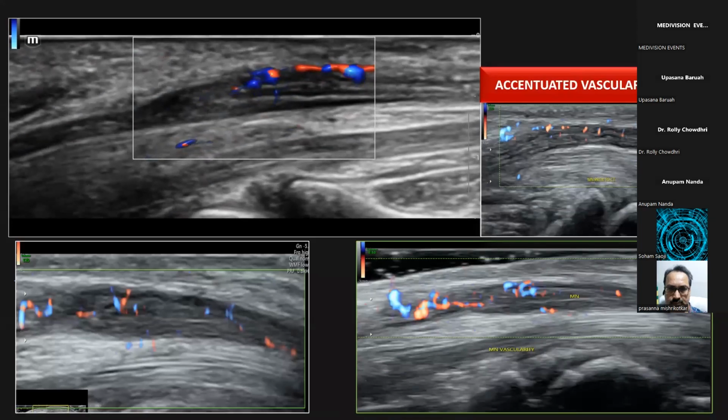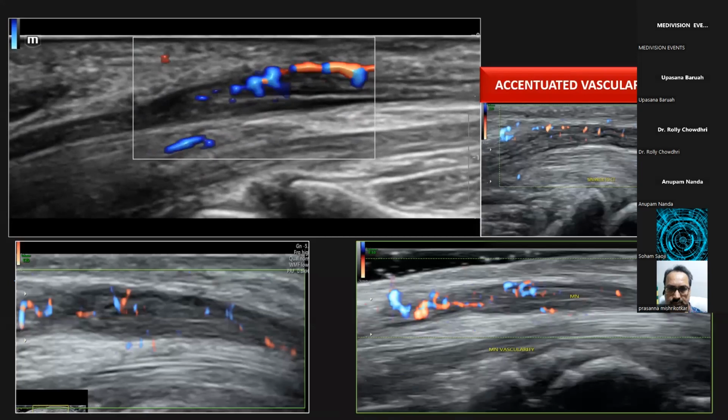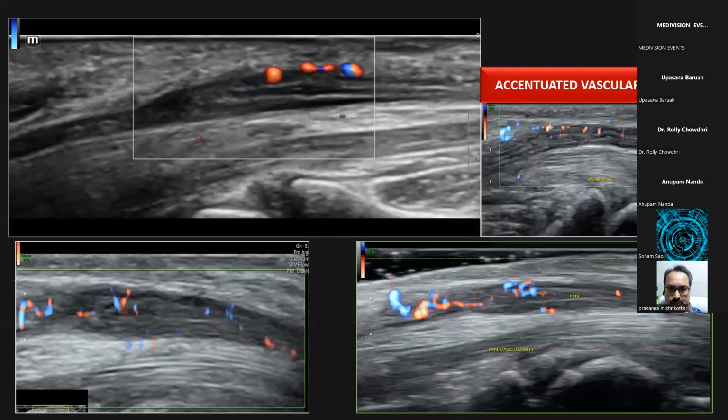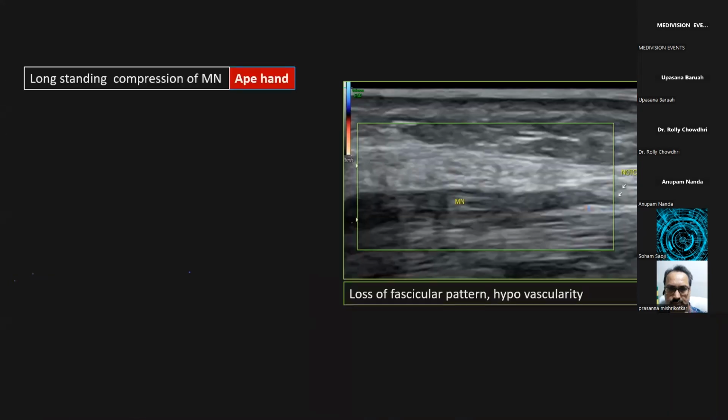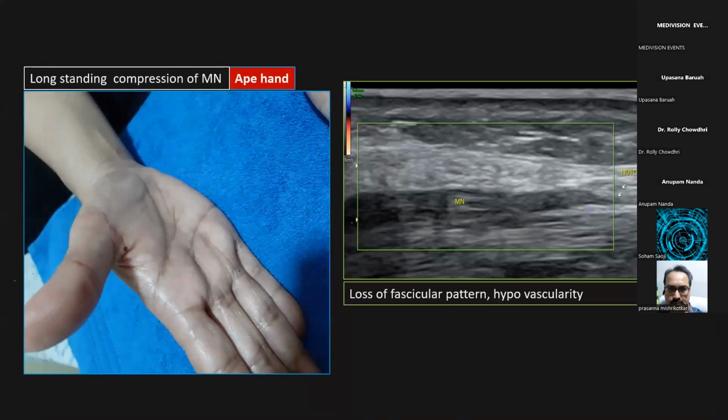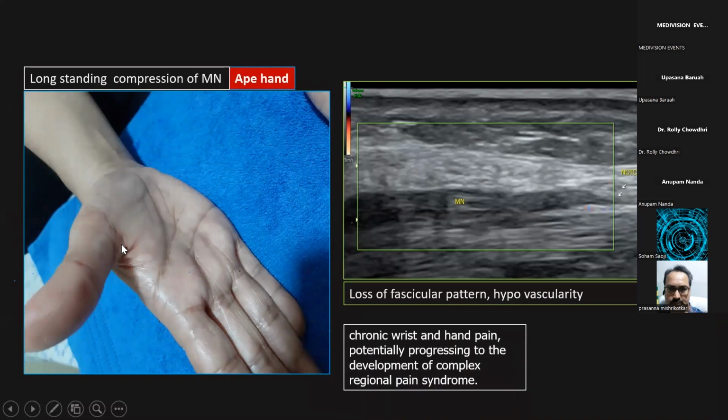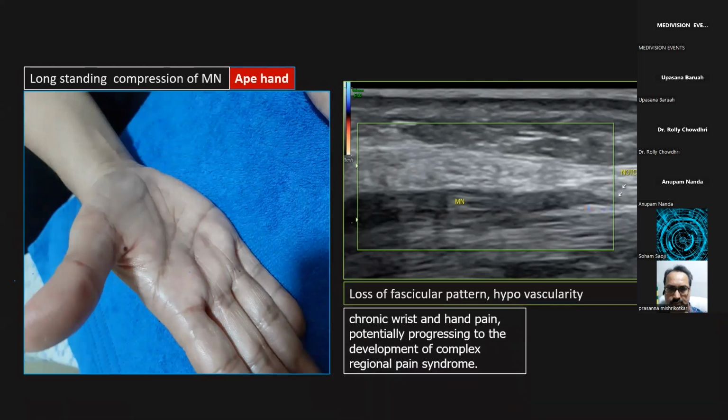In a normal nerve, we will never see vascularity. But in active inflammation, we can pick up vascularity. But if it is a long-standing case and we don't see any vascularity, then it shows the chronicity of the disease. And finally, it will develop into hypoplasia of the thenar muscles. And if it is not treated, then it will give rise to complex regional pain syndrome.